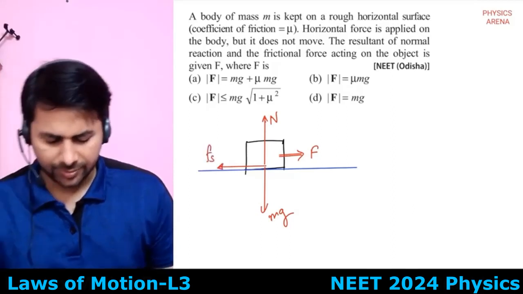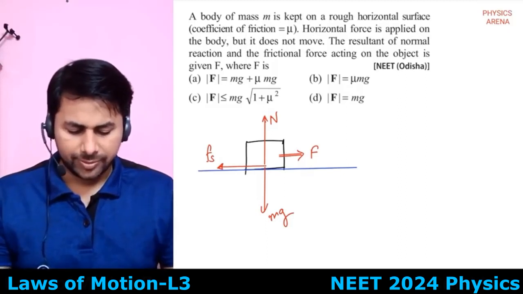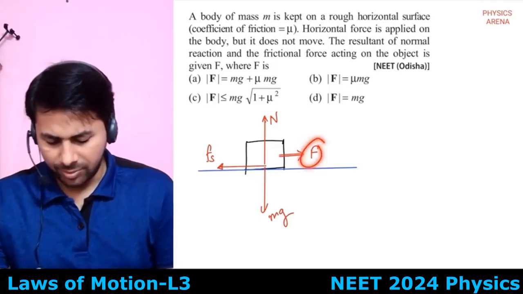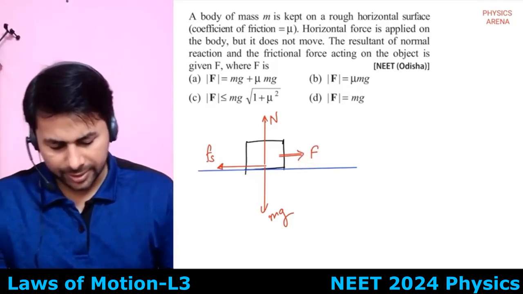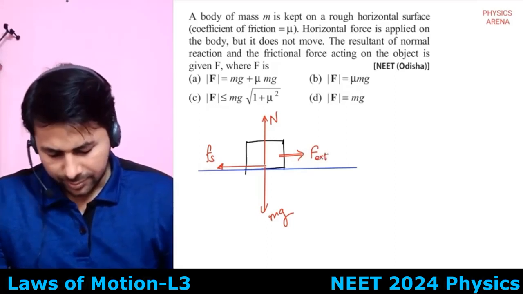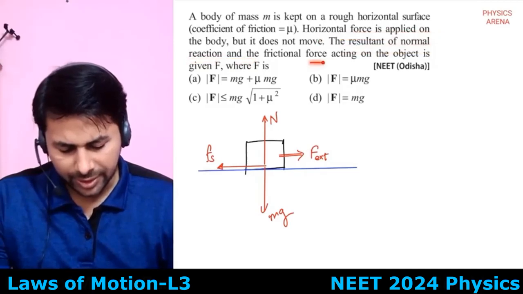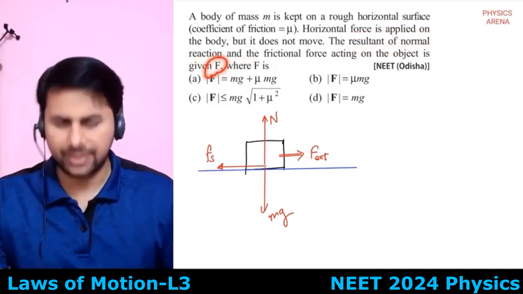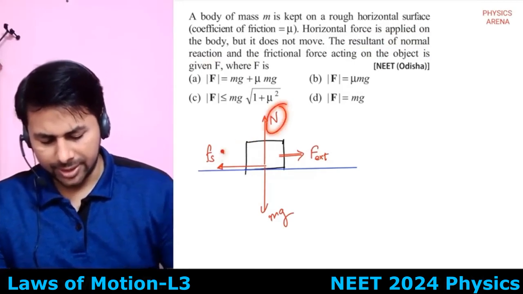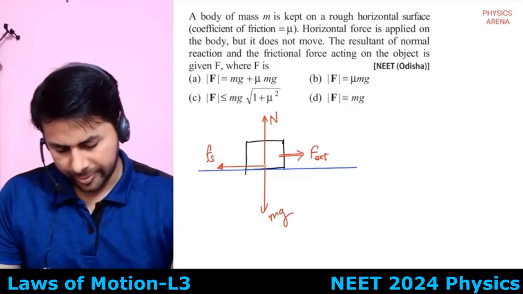So this is Fs, right? If it doesn't move, I can say Fs is equal to this external force. Let's call this external force F external. Because they are asking for the resultant of normal reaction and frictional force, they are calling it F. So it's the resultant of normal reaction and Fs, which is F.